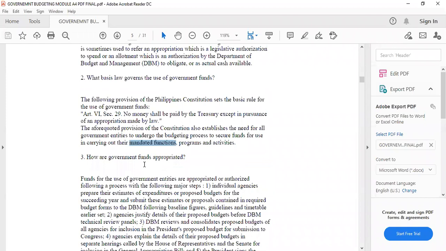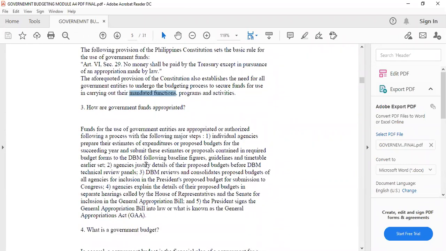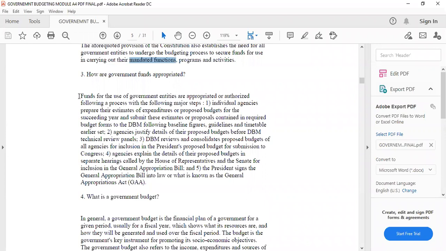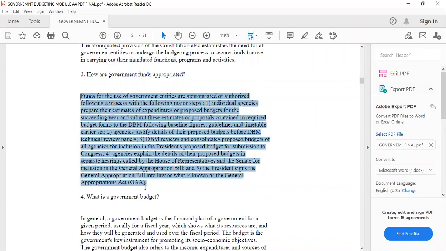Now, we go to the third. How are government funds appropriated? Okay, so here's the step. Very important. I want you to know this one by heart. Funds of the government entities.